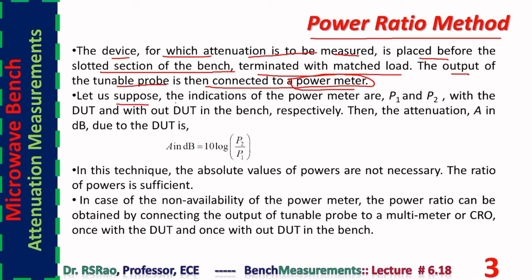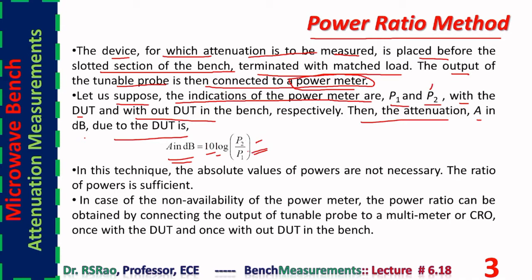Let us suppose the indications of the power meter are P1 and P2 with DUT and without DUT. With DUT P1, without DUT P2. DUT stands for device under test. It is this device for which we want to know the attenuation. Then the attenuation A in dB due to the DUT can be found using this formula. A in dB is equal to 10 log P2 by P1. P2 is without DUT. P1 is with DUT.